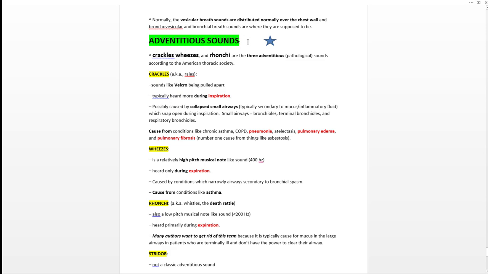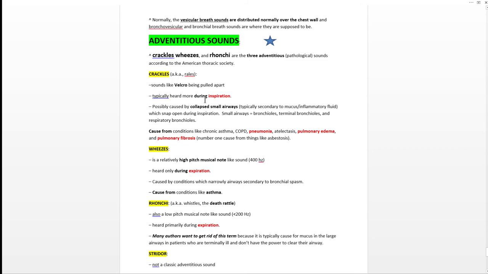These are the adventitious sounds you're listening for. So we have crackles, wheezes, ronchi, and stridor. Stridor's not classically one of the adventitious sounds, but I always throw it in there. According to the American Thoracic Society, crackles, wheezes, ronchi, these are the adventitious sounds.